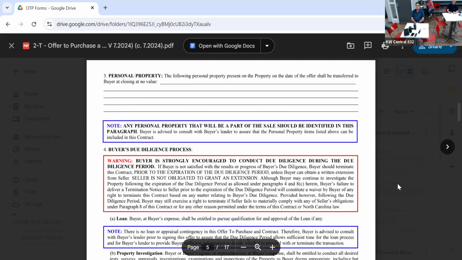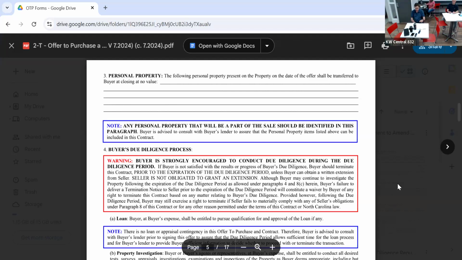Personal property, this is where you would list any personal property on the date of the offer, and it's going to be transferred to the buyer at closing at no value. This might be where you would specifically state the refrigerator in the kitchen. Again, we know it's at time of offer. The refrigerator in the kitchen, the washer and dryer, those sorts of things.